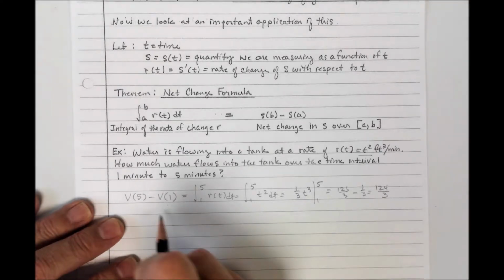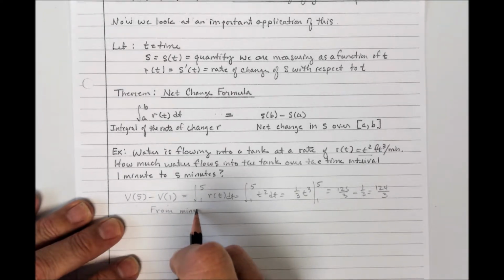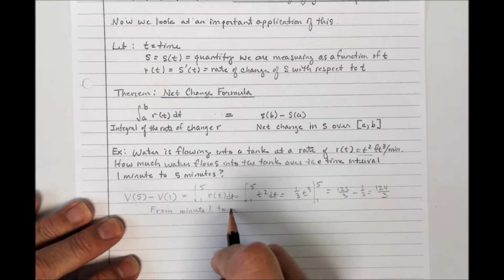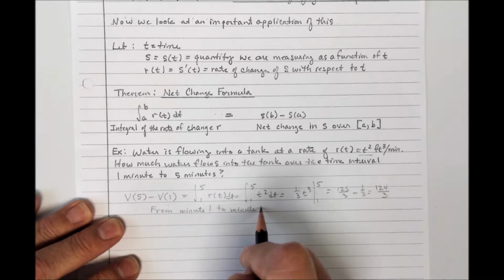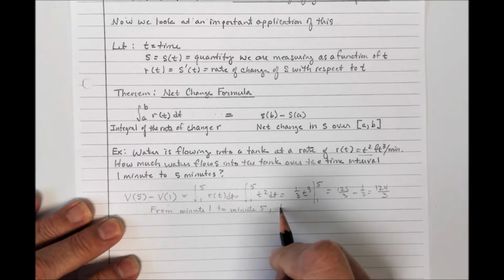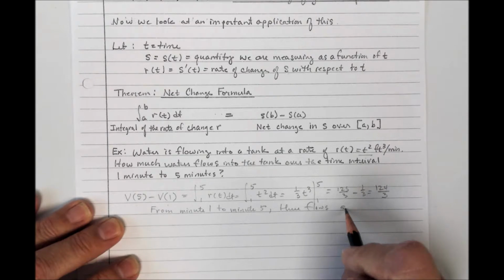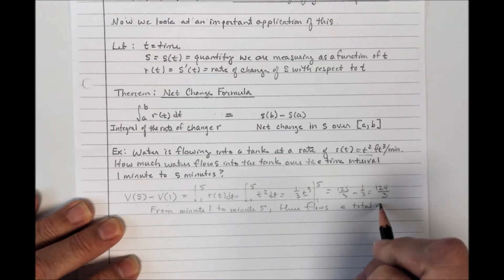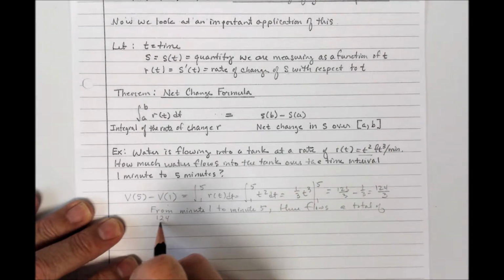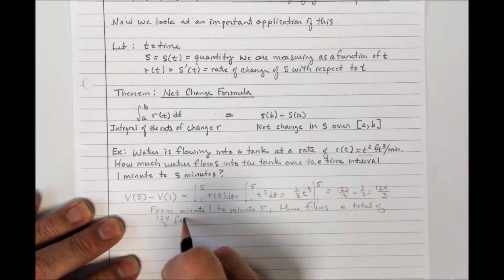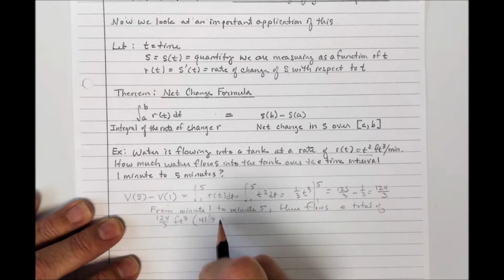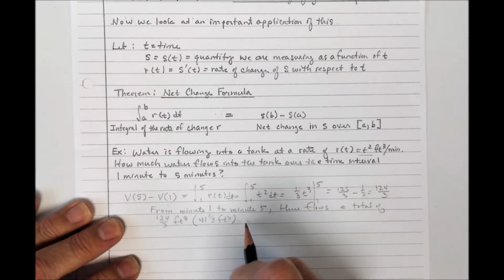So it's a story problem, I'll write it out. From minute 1 to minute 5, there flows, that's not very good wording, a total of 124 thirds cubic feet, or if you wanted to, that would be 41 1/3 cubic feet of water into the tank.